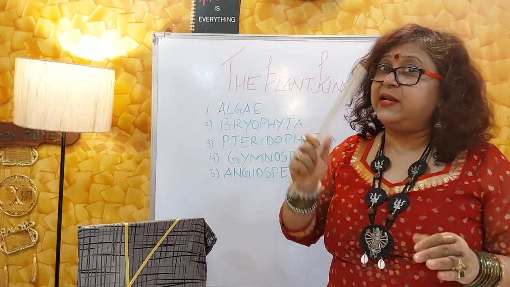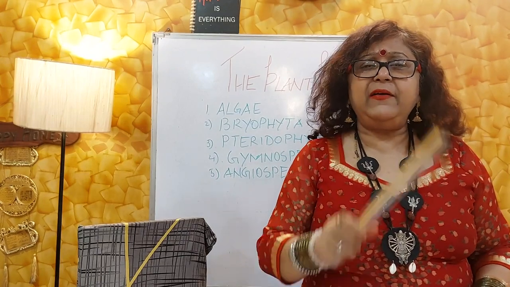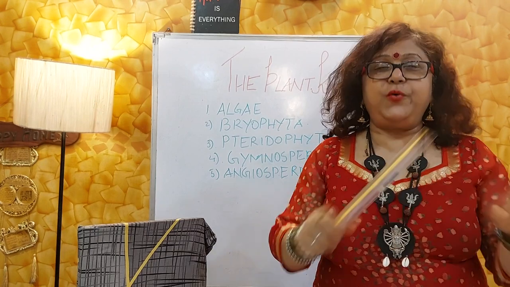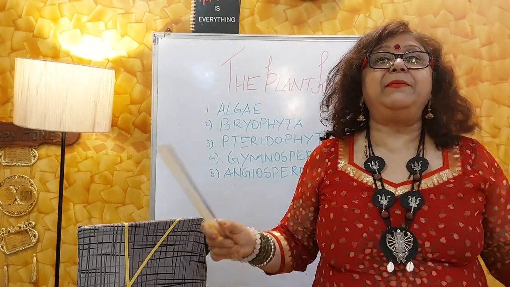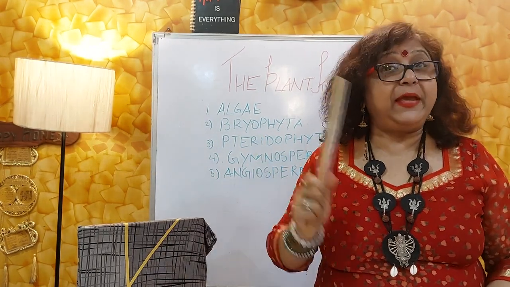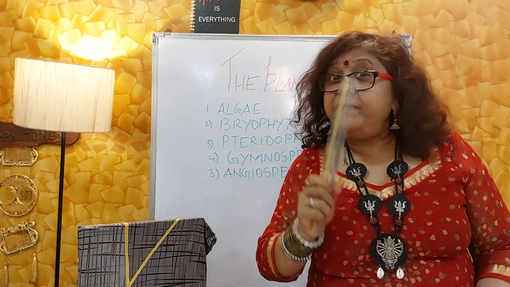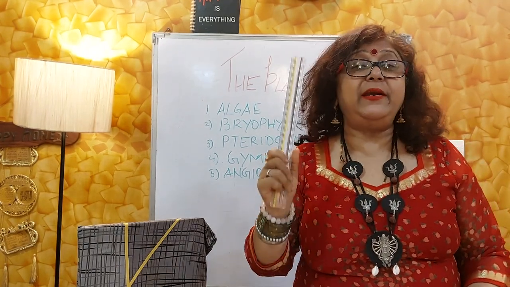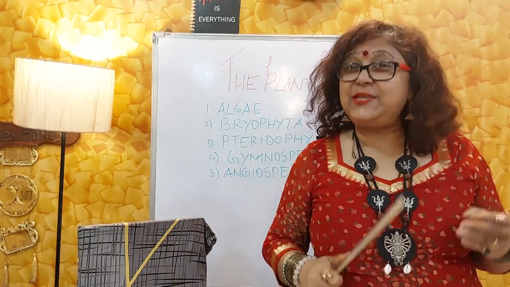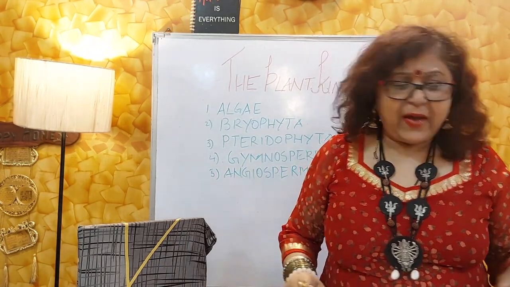Now mainly we will concentrate on algae and bryophyta. Now this algae, if you have studied in the junior classes, is an autotroph, and half of the carbon dioxide of this earth is fixed by algae. That will come under the economic importance of algae. And algae with fungi make a very important association, known as symbiotic association, also known as lichens.